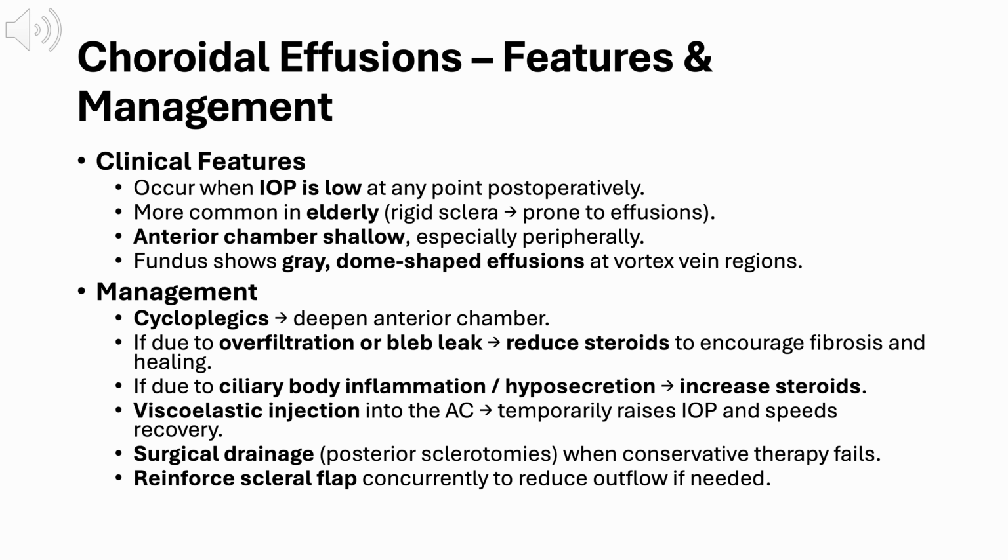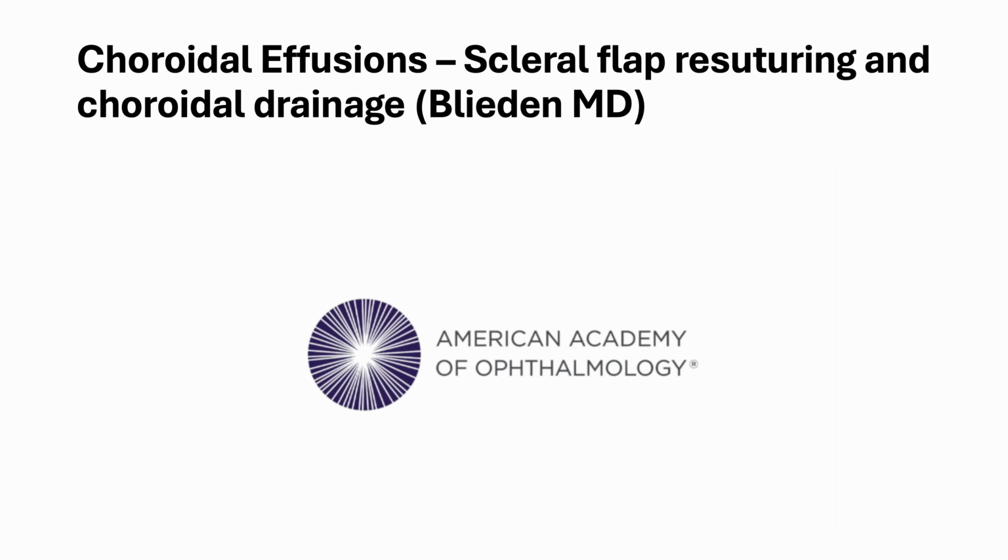A viscoelastic injection into the anterior chamber is a mechanical way to temporarily raise IOP and often speeds recovery. If the effusions are large, kissing, or simply not improving, posterior sclerotomies can be performed to drain them. And if the problem originates from an uncontrolled flap, reinforcing the scleral flap at the same time may be necessary to prevent recurrence.